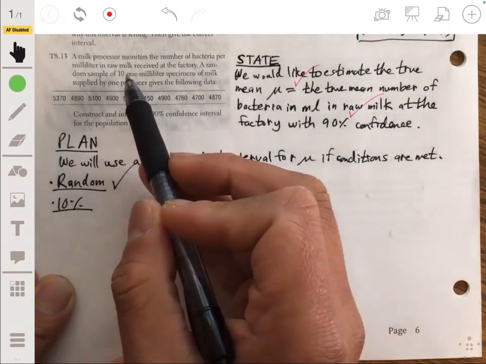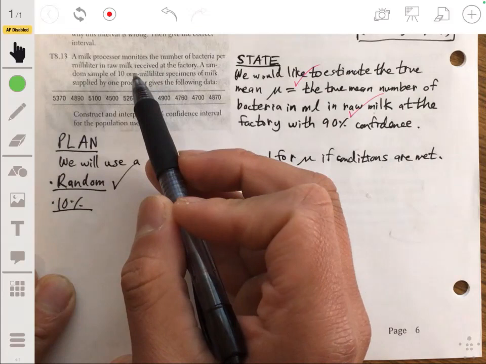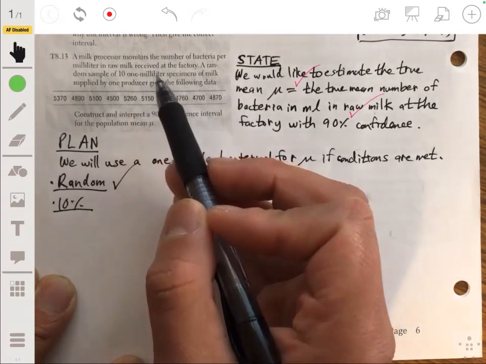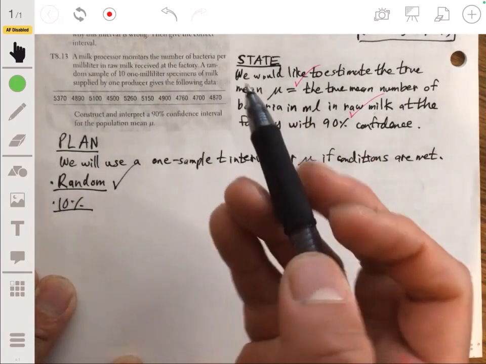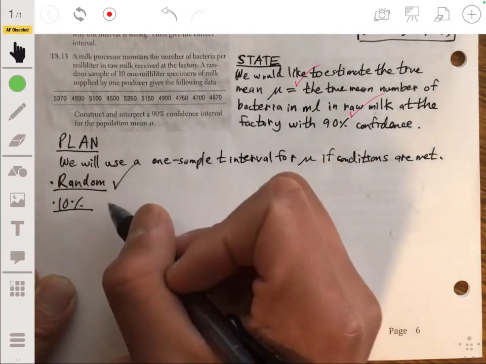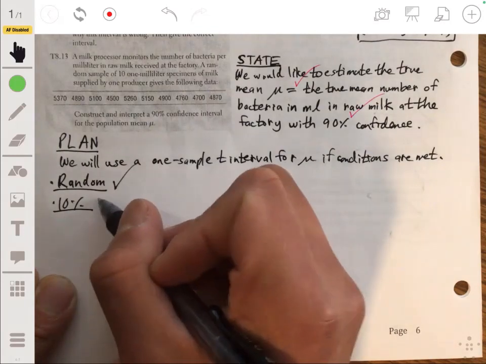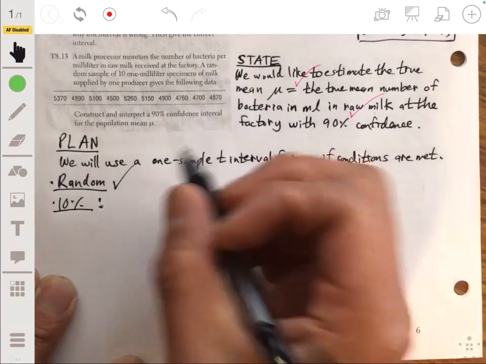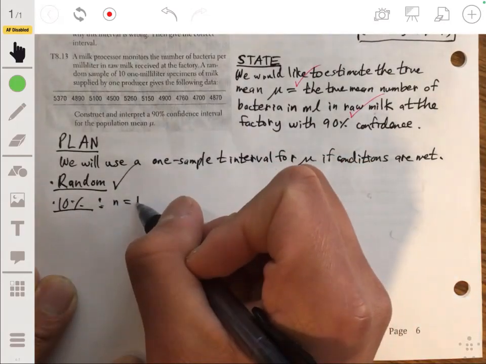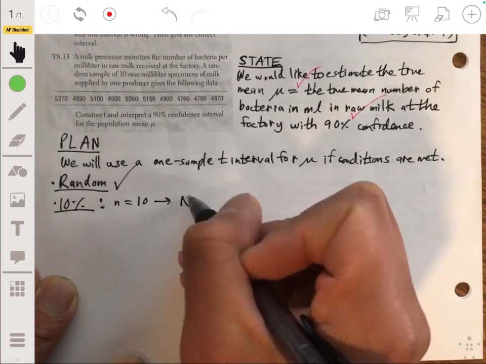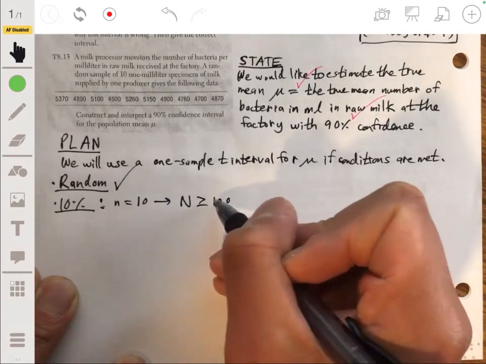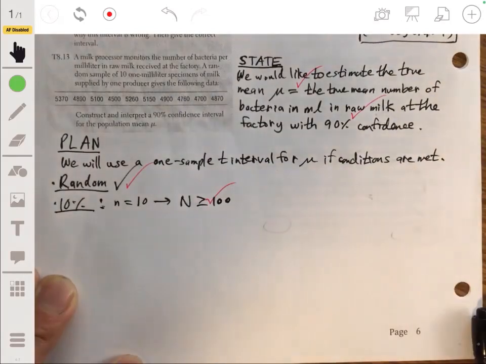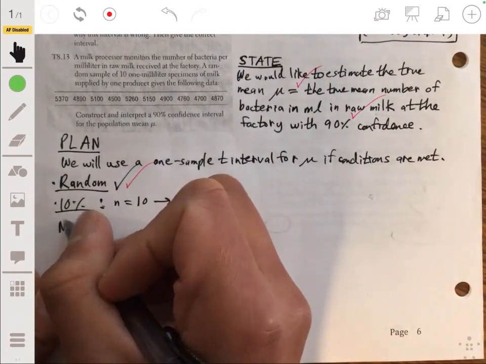We can say that this is met because there's going to be at least 100 1-milliliter specimens of milk in the population. That's something you just have to say we could assume is met. So we'll say n is 10, and the population size is at least 100. So that's met. And then the normal large sample.